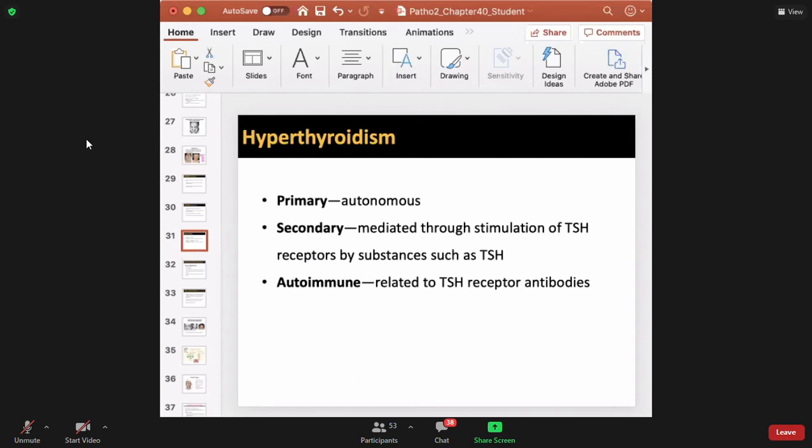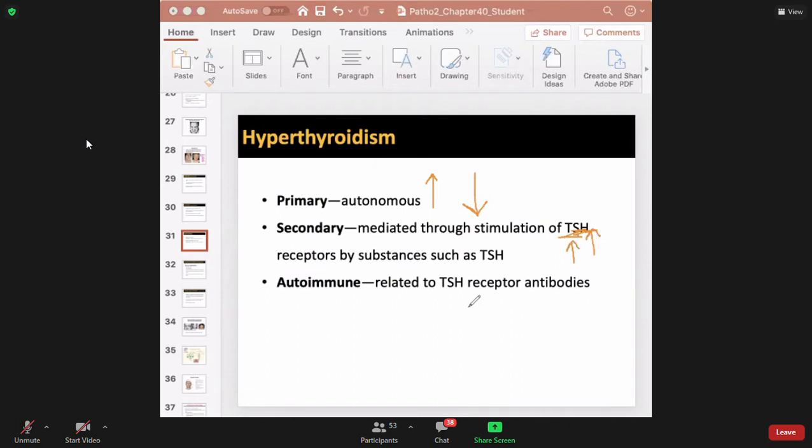So anyway, if you have hyperthyroidism now, we're in a situation where the T3, T4 levels are high. If it's primary, T4 is high, TSH is low. If it's secondary, everything is mediated through the TSH, so the TSH is high, making the T4 high as well.